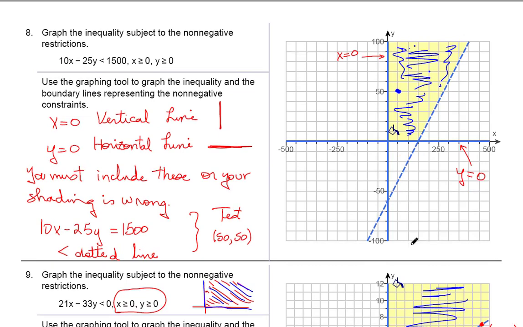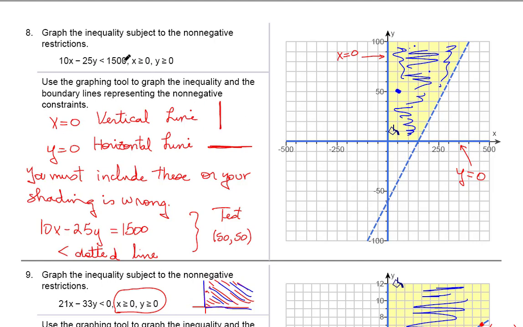All right, question 8. We have 1, 2, 3 things to graph. First off, what about this? X equals 0. X equals 0 is the vertical line, and you must graph that. Y equals 0. It's this horizontal line.